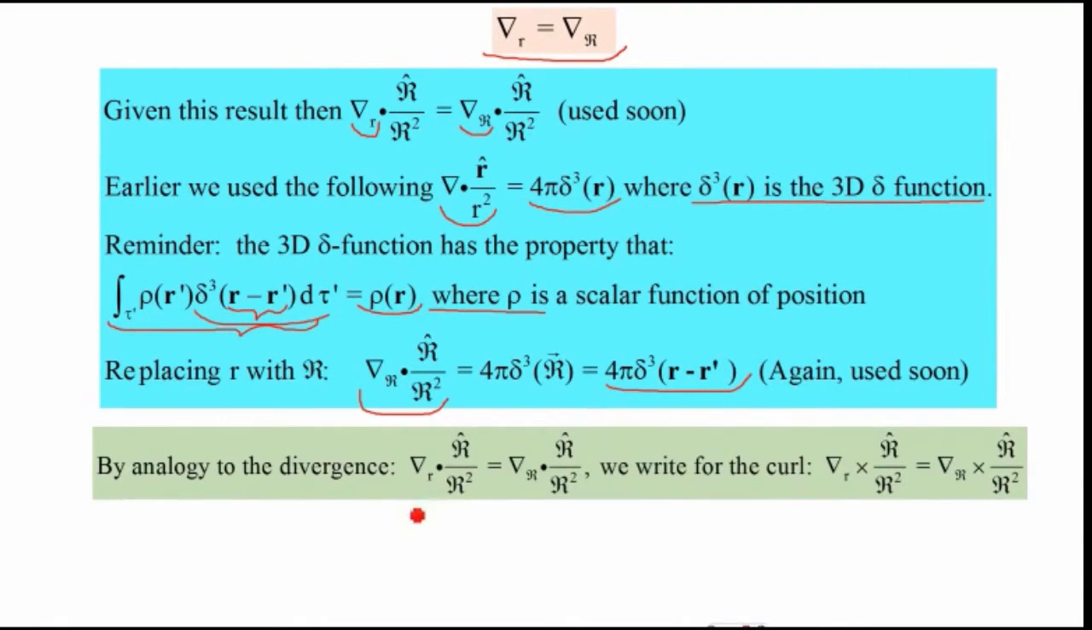By analogy to divergence, we can write the curl in the same way. So if you just replace that dot with the cross, you would get the following. We're just going to take this curl operator and replace it by this one here. And it's the same function that's in this position here, so therefore those are going to be equal.